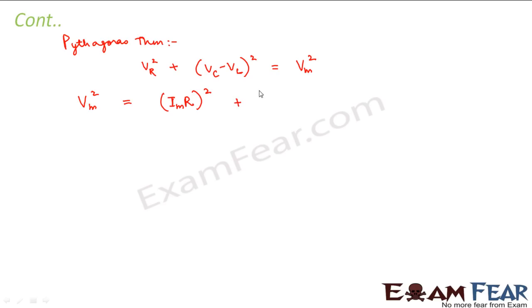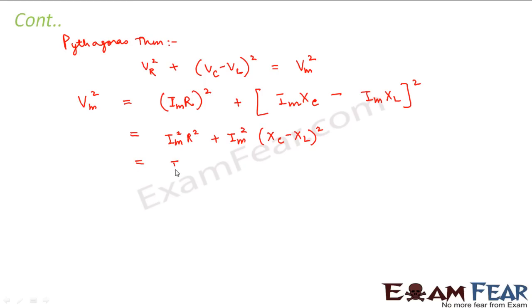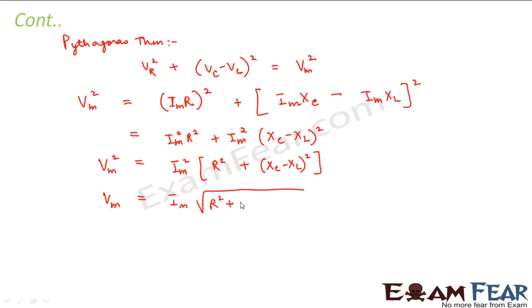So (Im R) whole square plus what is VC? VC is Im into XC minus Im into XL, whole square. So this comes out to be Im square R square plus Im square (XC minus XL) whole square. So this comes out to be Im square into [R square plus (XC minus XL) whole square]. So this is Vm square. So this can be written as Vm is equal to Im into root over R square plus (XC minus XL) whole square.